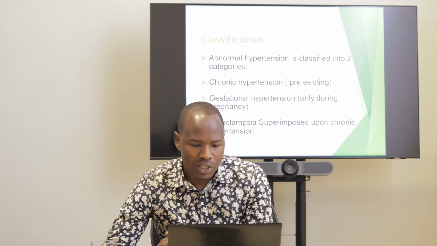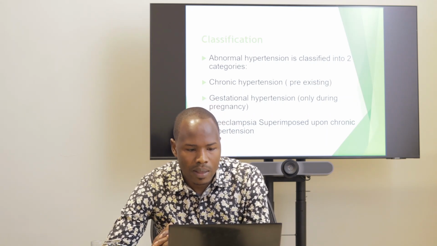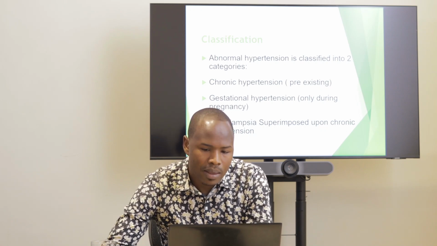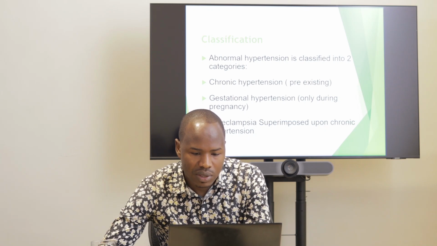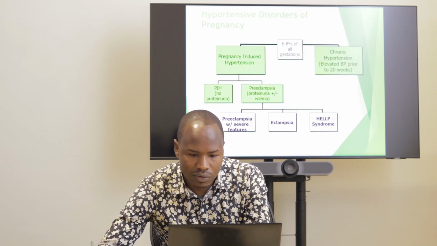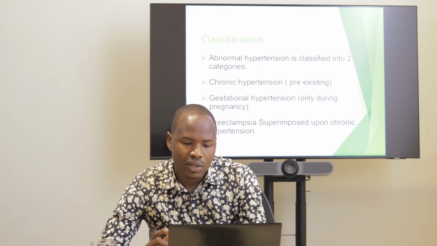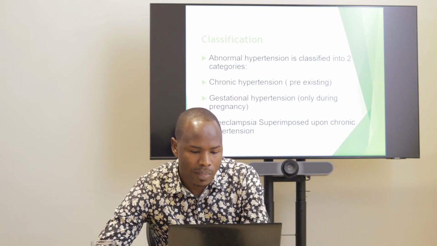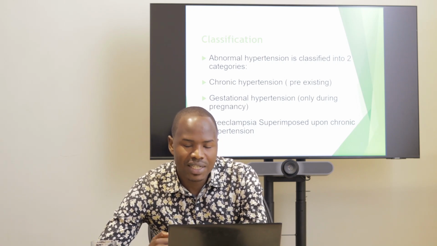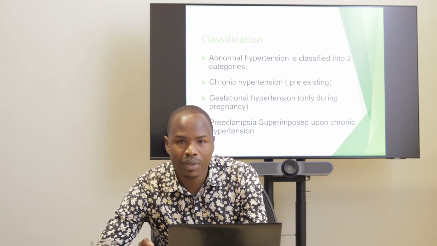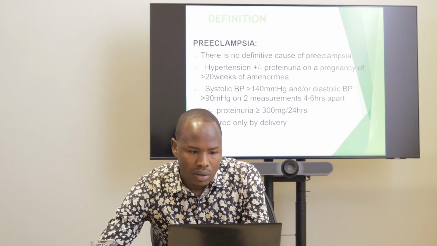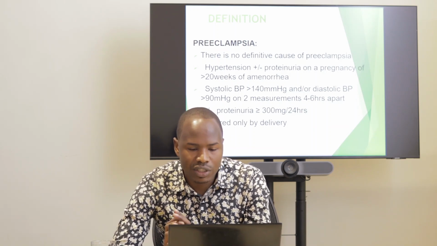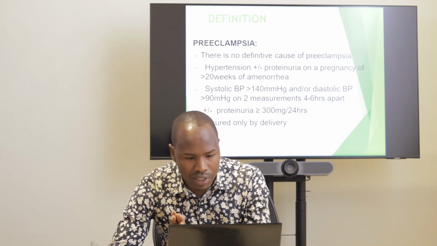We also have a classification of hypertensive disorders, as we have seen in this flow chart. There is chronic hypertension and gestational hypertension, which is pregnancy-induced hypertension. Also, there is preeclampsia superimposed on chronic hypertension. By definition, there is no definitive cause of preeclampsia.